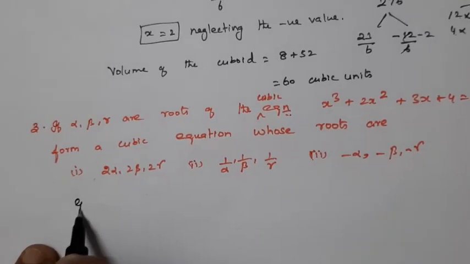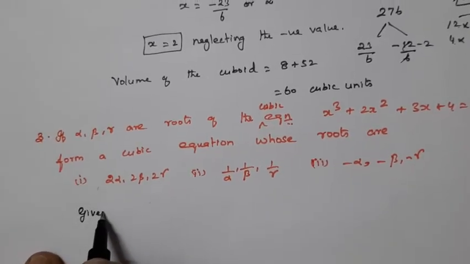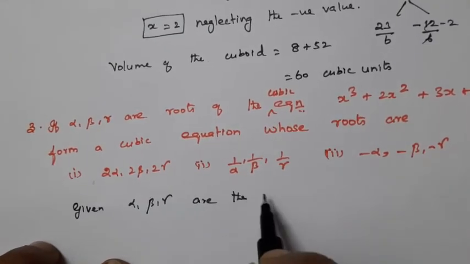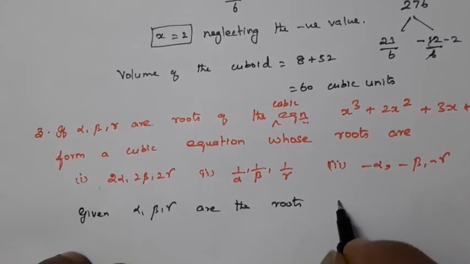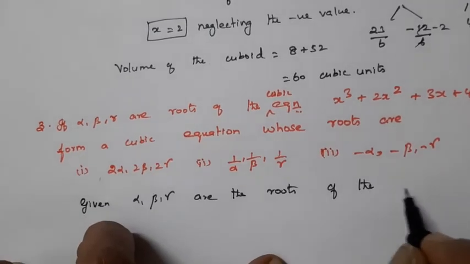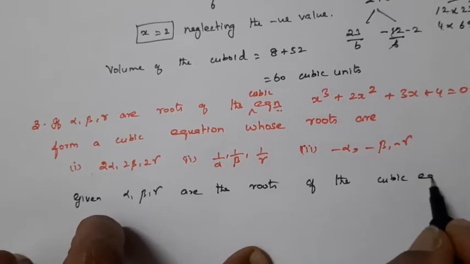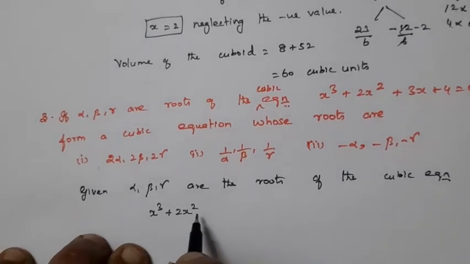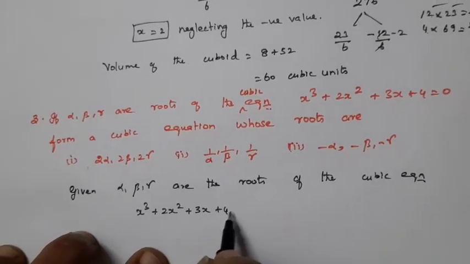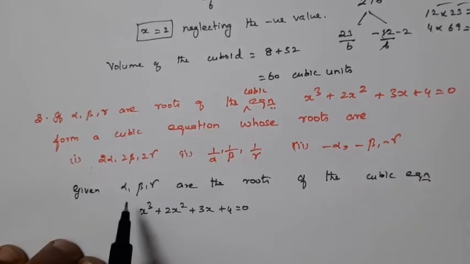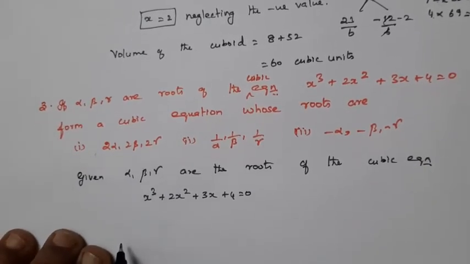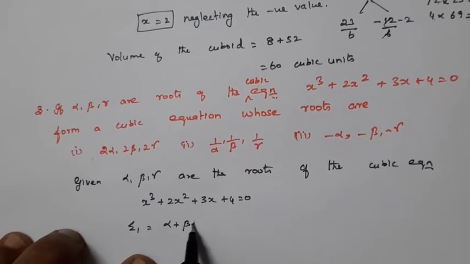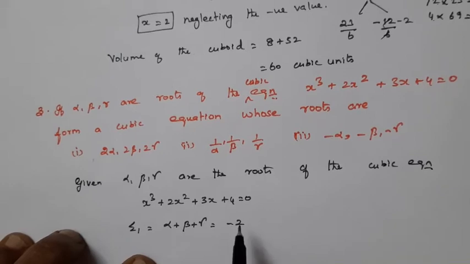So, to start with, given alpha, beta and gamma are the roots of the cubic equation x cube plus 2x squared plus 3x plus 4 is equal to 0, you have to find out sigma 1, sigma 2 and sigma 3. Okay. So, what is sigma 1? Sigma 1 is nothing but the sum of all the 3 roots. So, that is equal to minus 2.